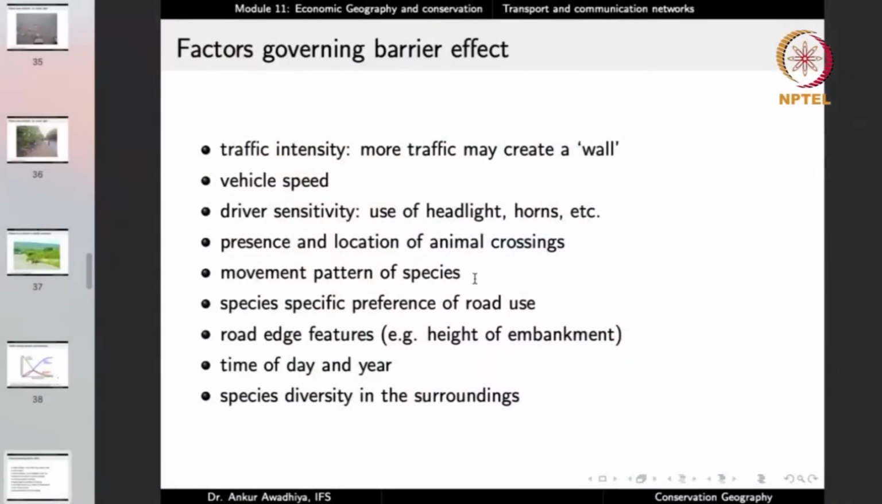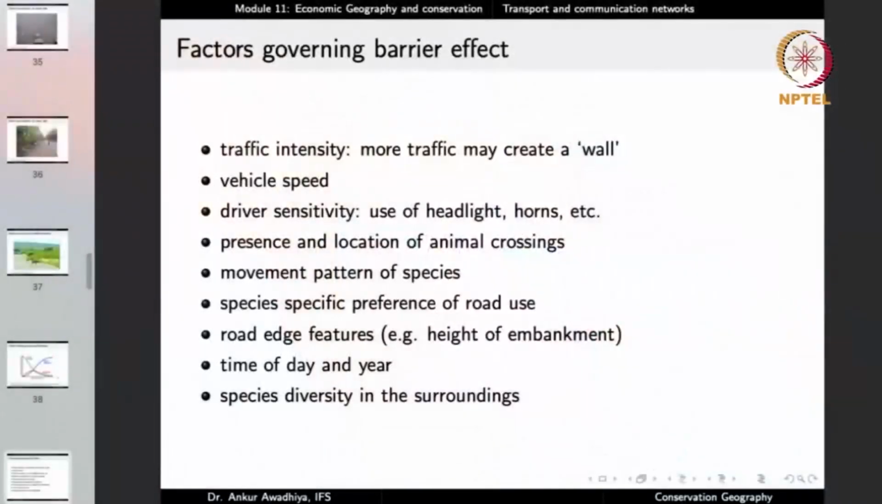It depends on the movement pattern of species. There are certain species that have to cross from one location to another location. Good examples are the felids or the cat species or species like elephants. Whereas there are certain other species that do not have to cross the areas. And so the barrier effect is more pronounced for those animal species that have to cross and less pronounced for those that do not have to cross.